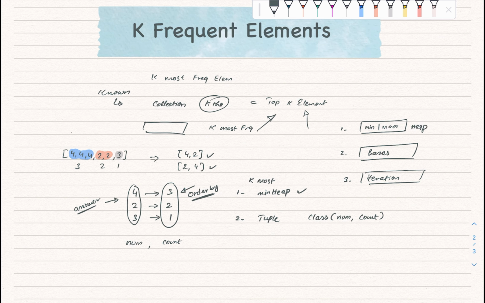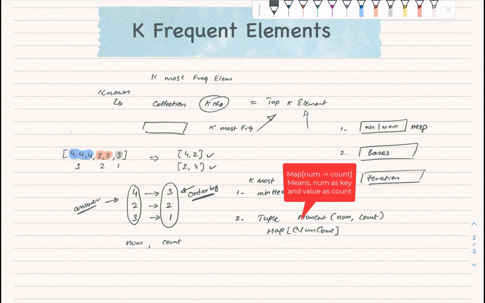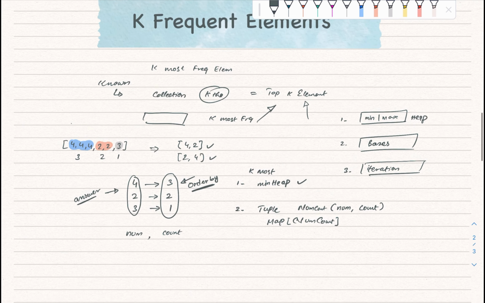And we will make a map. That map will keep num count, sorry, that it will be num count. So that map will keep num count, and that will be the basis. So we will order by this, and the third we will iterate as we were doing before.